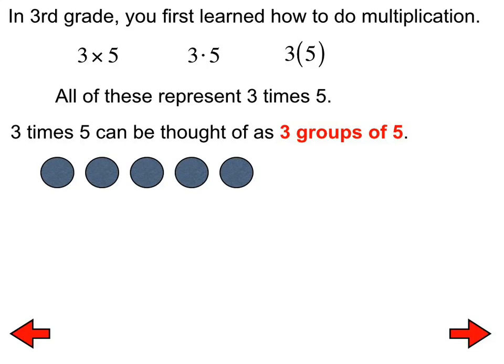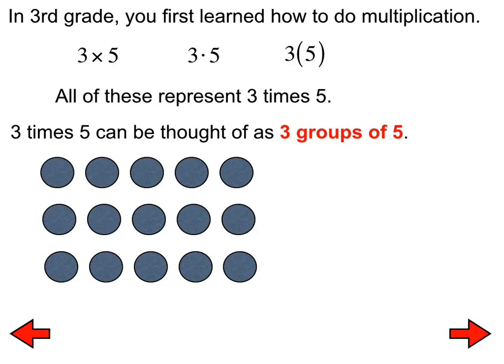So there's one group of 5. There's another group of 5. And there is a third group of 5. How many circles are there? Just say it. 15. They're 15 because we have 3 groups of 5 circles. That's 15 circles altogether. That's with symbols.